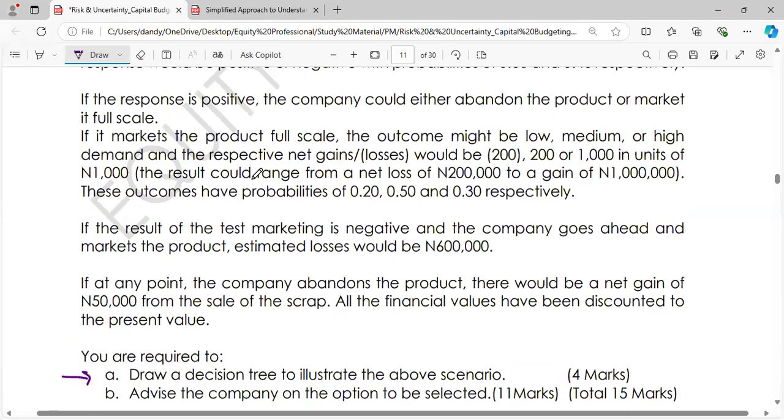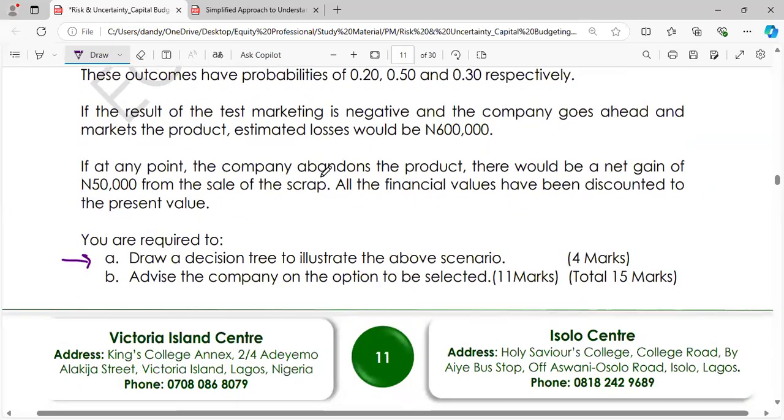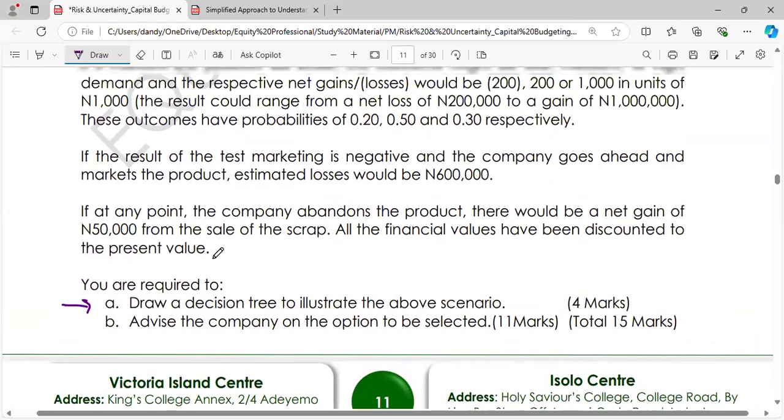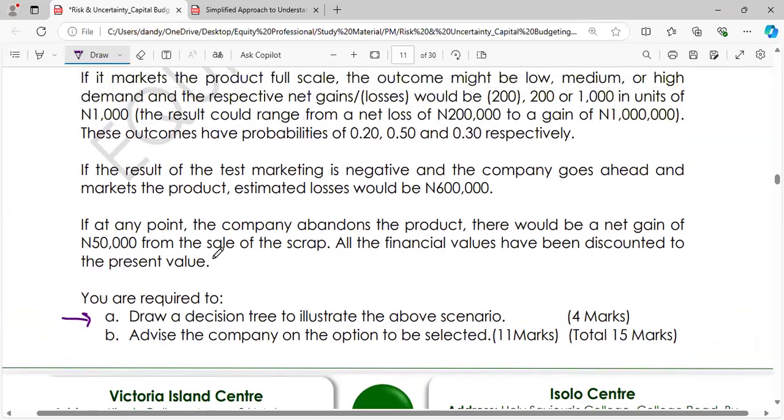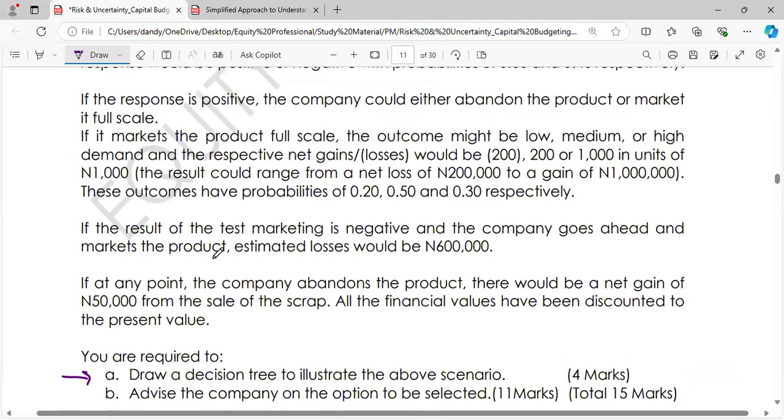Okay? Now, you are asked to advise the company on the option to be selected. The major work, even though the advice carries higher marks, is that the decision tree is a major thing to do, because once your decision tree is correct, then whatever you are going to do thereafter will also be correct, if you assign the values and the probabilities appropriately. But without wasting more time, let me just stop sharing this and move straight to the working notes so that I can show you.